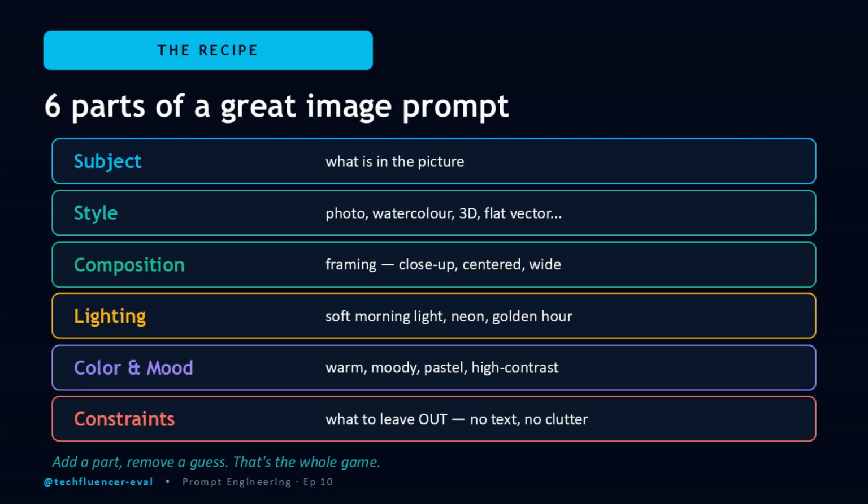So what does a good one look like? 6 parts. Subject, what is actually in the picture? Style, a photo, a watercolor, a flat logo. Composition, how it is framed, close up or wide. Lighting, soft morning light, harsh neon. Color and mood, warm, moody, pastel. And constraints, what to leave out. Every part you add takes one decision away from the model and hands it to you.